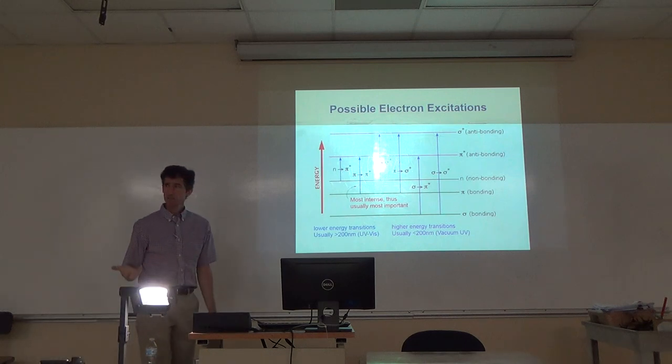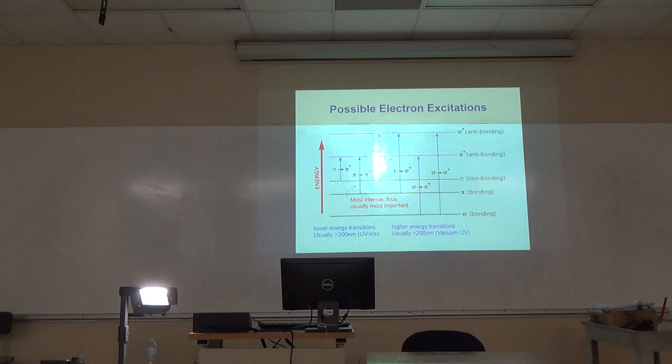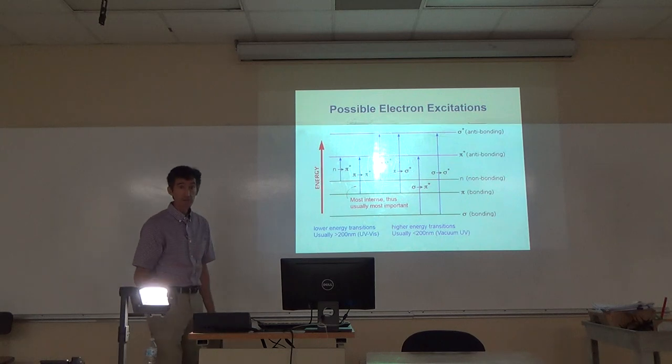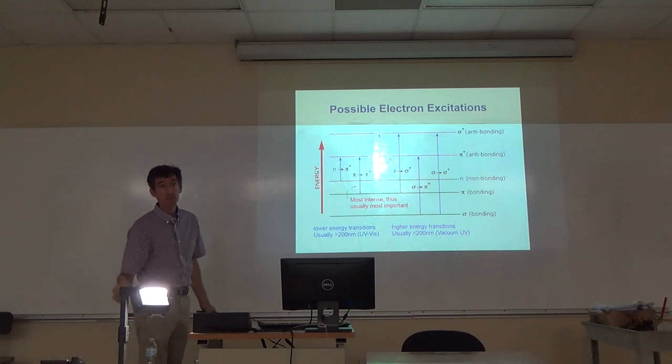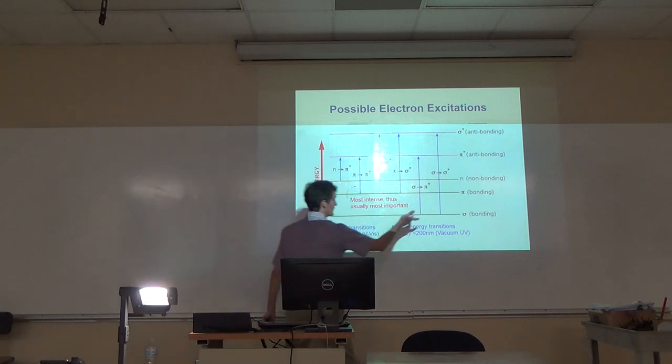Why was MO needed? Theories are often developed because they're needed to explain something. MO was needed to explain stuff like this, UV-Vis. And the theory explains a lot of other stuff too, like aromaticity and on and on. So this is going to be a higher energy transition.